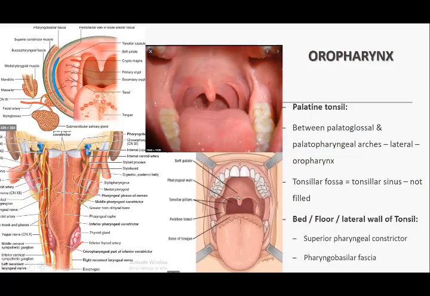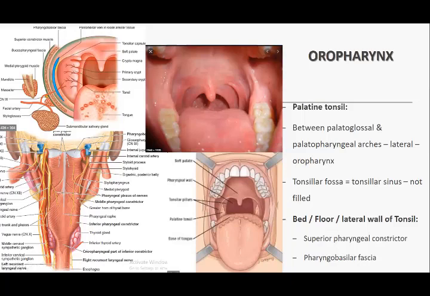So superiorly you have the soft palate, inferiorly you have the base of the tongue. On either side you have the palatoglossal arches. Not the palatopharyngeal, it is bounded by the palatoglossal arches. So on the lateral side of the oropharyngeal isthmus you have the palatoglossal arches like this. This is basically the boundary of the oropharyngeal isthmus.